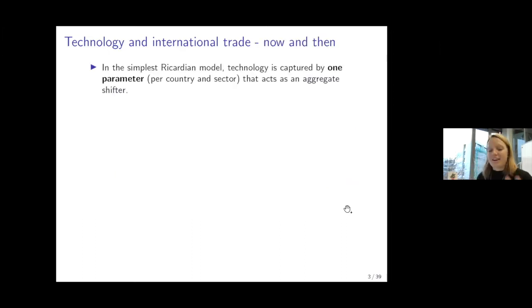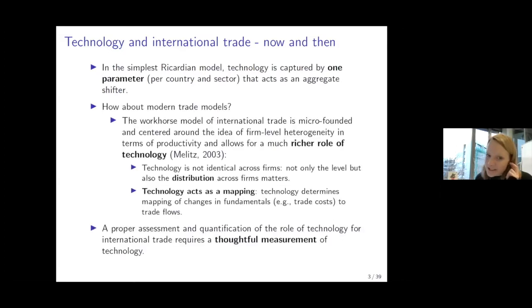Now, from there, we obviously have moved quite a bit until today. We as trade economists have done some work in the last 200 years, and we reached some modern trade models that capture quite more reasons for trade, have a quite richer general equilibrium formulation, and allow for many determinants of international trade. Now, we want to understand today how technology actually plays out in these modern workhorse models of international trade.